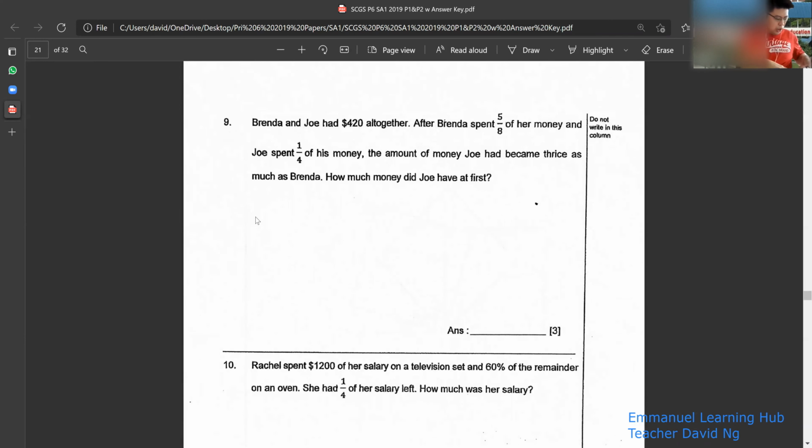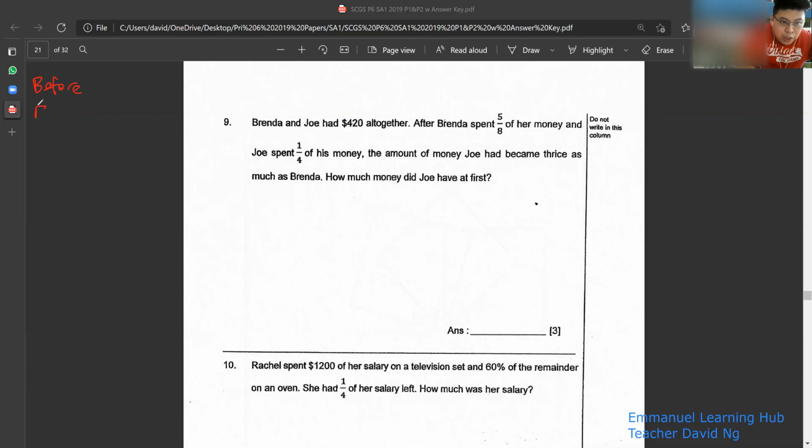Okay. Question 9 is Brenda and Joe spent $420 together. So Brenda spent 5/8 of her money and Joe spent 1/4 of his money. The amount of money Joe had became 3 times as much as Brenda. How much money did Joe have at first? So for this question, you have to draw a model. You have to draw the before.